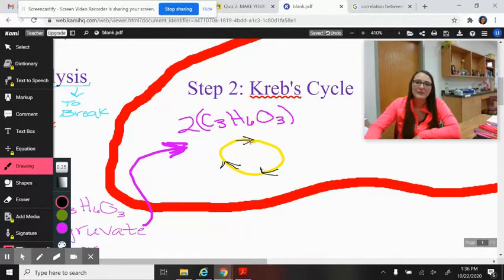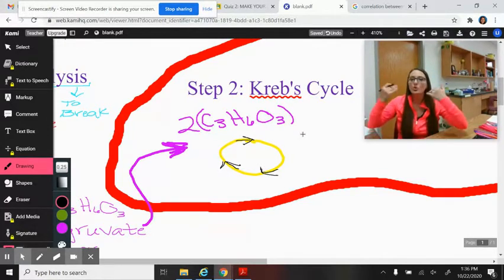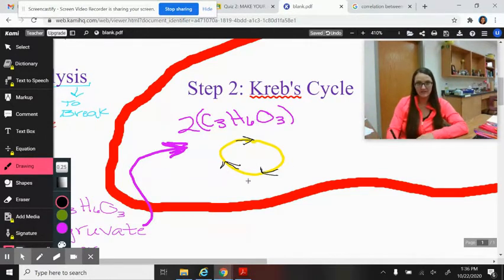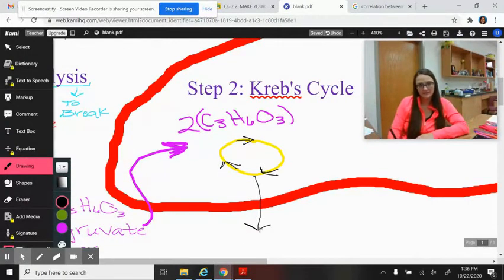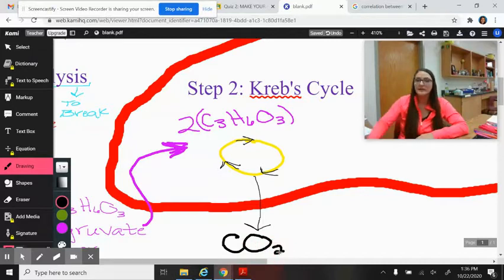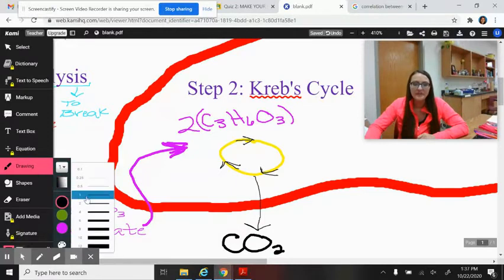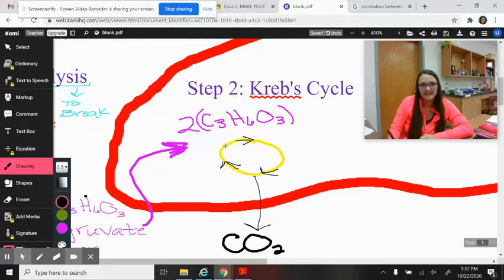Okay, so now what comes out of that pyruvate? Well, that's going to be that CO2. And so CO2 is exiting your system. And so it comes down here is carbon dioxide. Let's write that here. CO2. And so where did that CO2 come from? Well, if you look up here at the pyruvate that you originally took in, you can see that it has C's and O's.